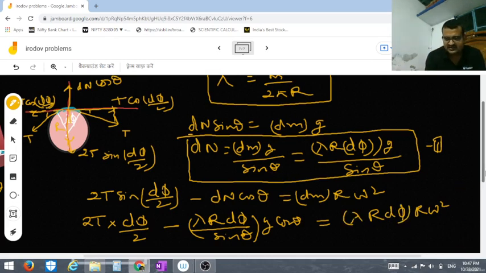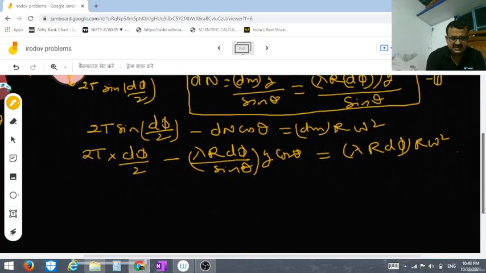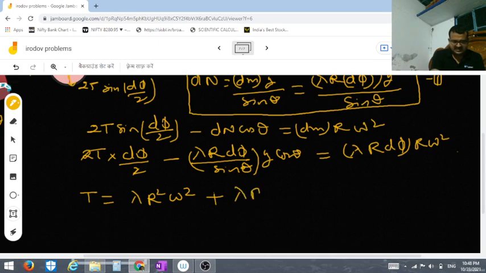Now from this equation you can observe that all the d phi's are common, they can cancel each other, and we will have a simpler value, and we will get the value of T to be lambda r square omega square, and here this minus sign will go this side, we will write plus, and you know cos theta upon sin theta is cot theta, so this can be written as lambda into r g cot theta.